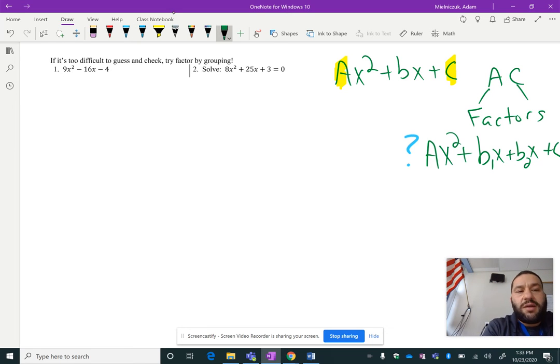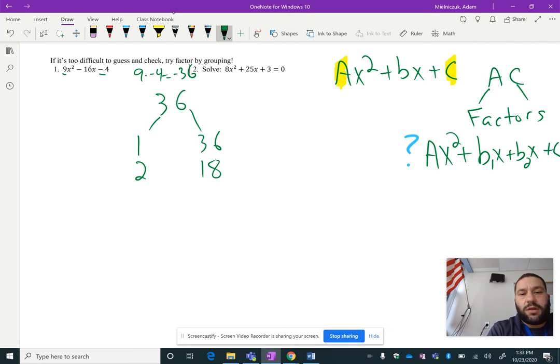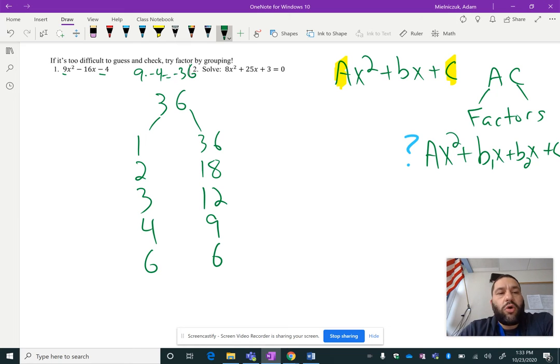So in number one, first thing we're going to do is 9 times negative 4. And we should know that that is negative 36. We're going to focus on the 36, and we're going to break it up into all of its factors. We got 1 and 36, 2 and 18, 3 and 12, 4 and 9, and 6 and 6. All right, so we multiply 9 times negative 4, we get negative 36.